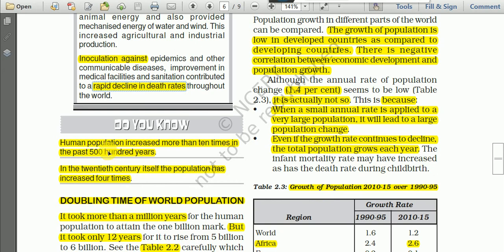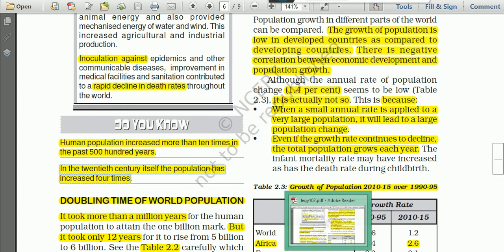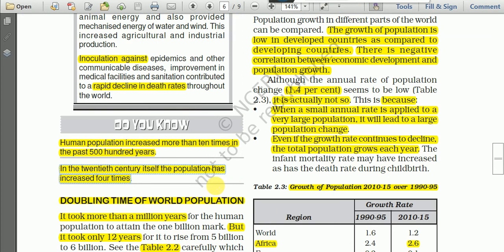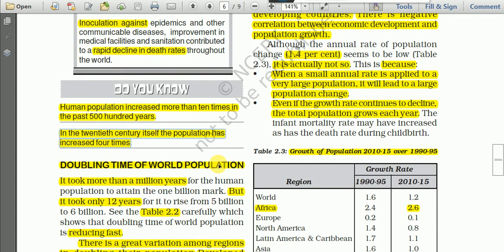And one more piece of information: human population increased more than 10 times in the past 500 years. And in the 20th century itself, the population has increased 4 times. Just see here, the population has increased how many times? 4 times. Okay. So are you clear?